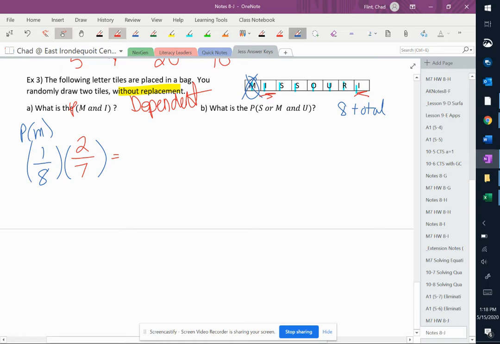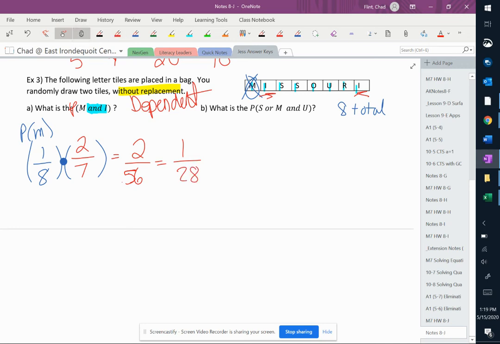Multiplication, because we're picking an M and an I, not or. So 1 times 2 on the top gives me 2. 8 times 7 on the bottom gives me 56. And that would reduce to 1 28th.